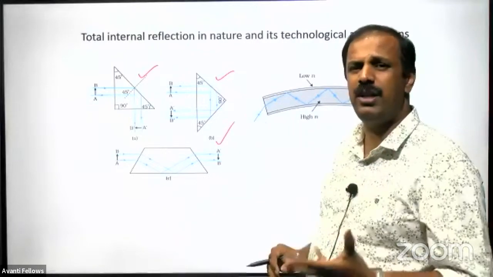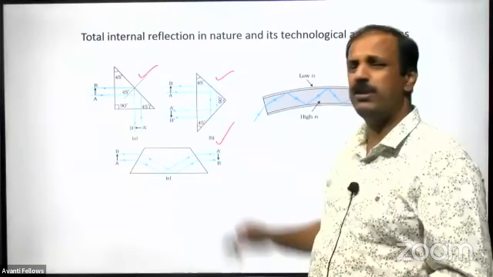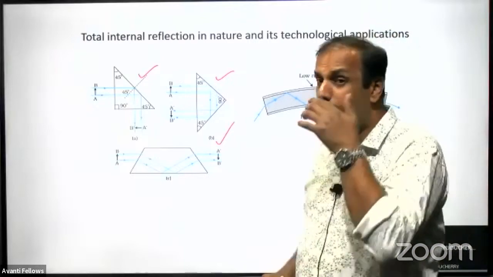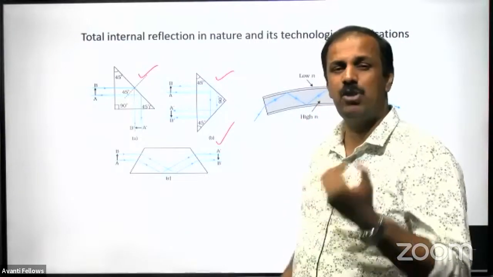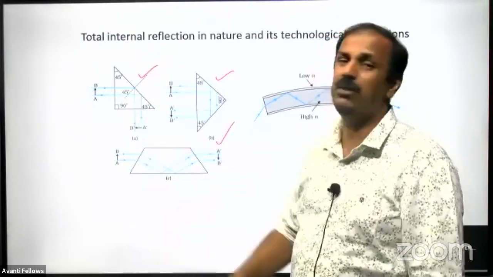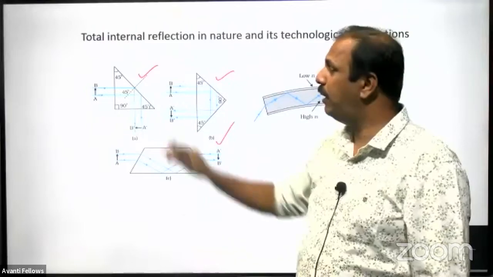There is a simple question: why are you using a prism? You can use a mirror also. But in the case of a mirror, the problem is that a mirror will absorb a little bit of light. So many issues are there. This is total internal reflection. The entire light will reflect back. That's why we are using this.